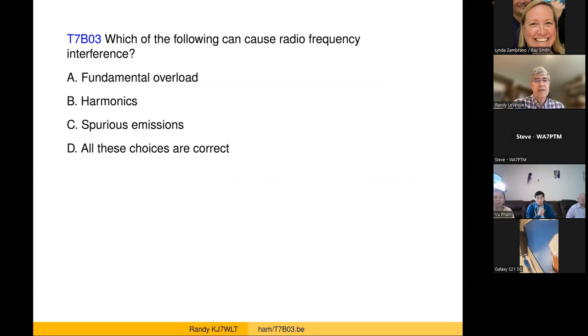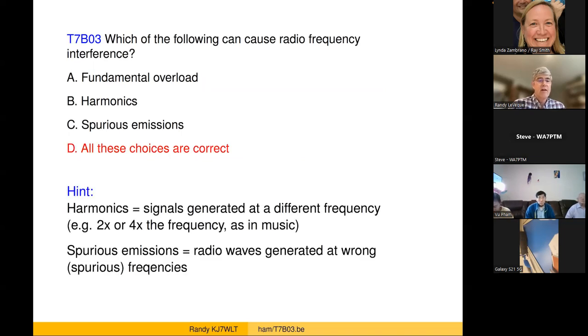Which of the following can cause radio frequency interference? And in this case, all of these choices are correct. Fundamental overload just means that you're getting a very strong signal at some other frequency that's kind of interfering with the frequency you're trying to listen to.